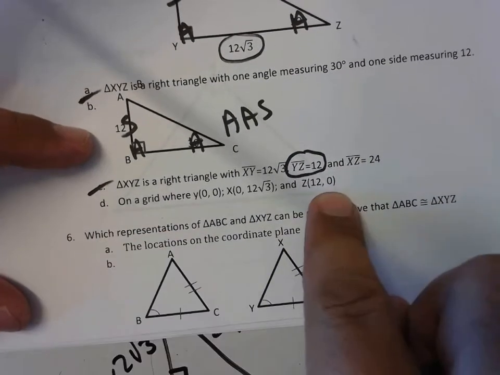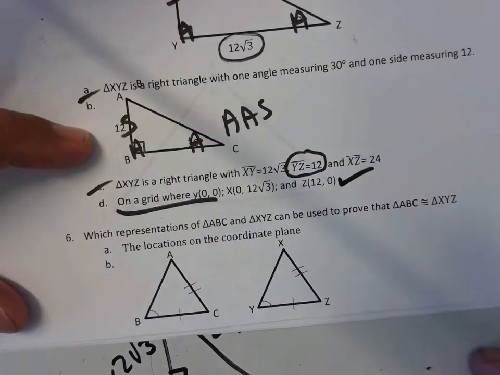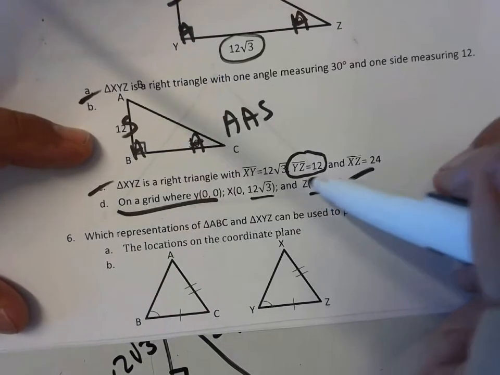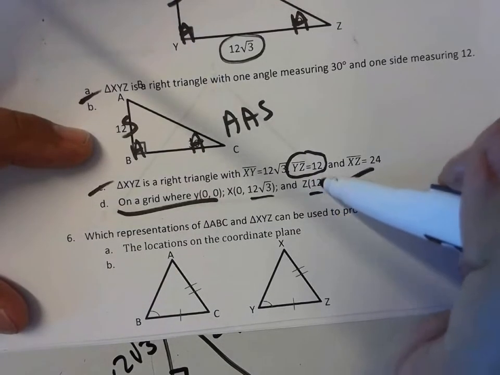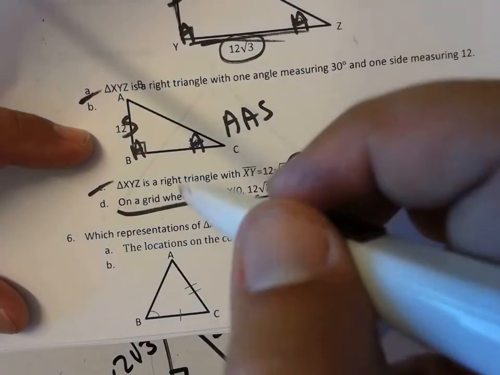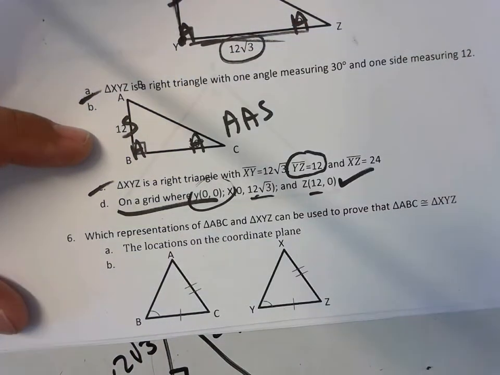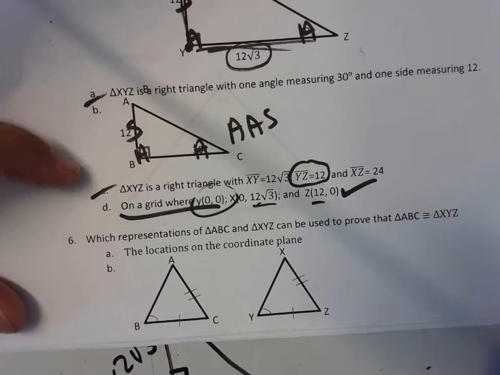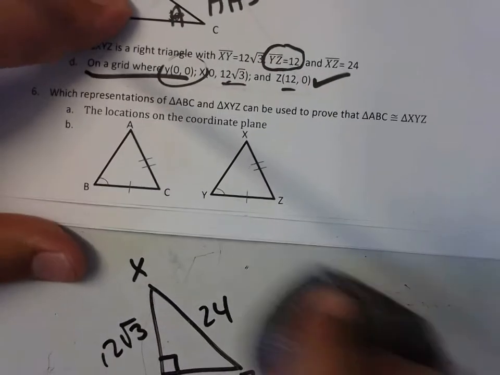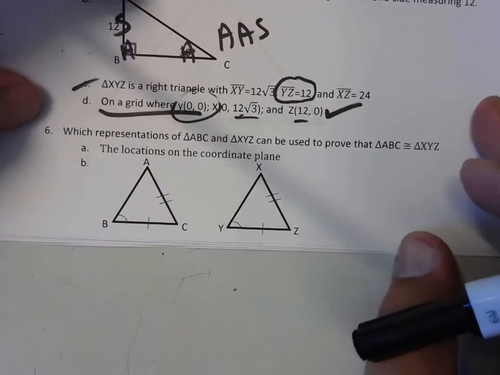On a grid, anytime you see this, yes. As long as these numbers match up, which 12 would be this side, 12 root 3 would be this side, and you have 0, 0, which would be right there. So yes. So it would be B and D. Anytime you see on a grid, always on a grid, always.